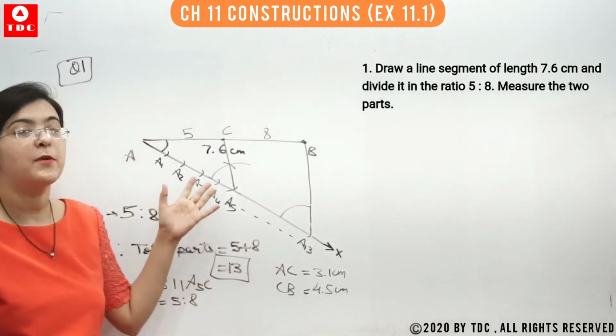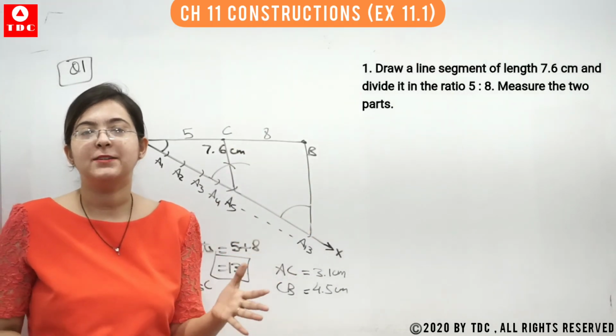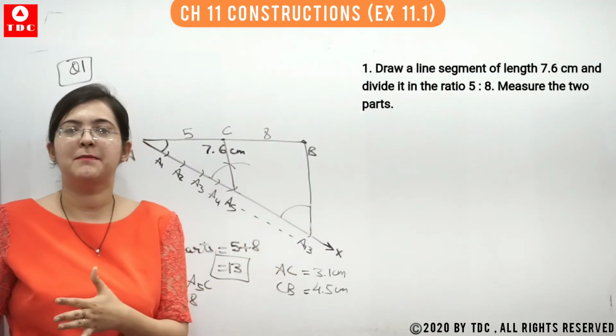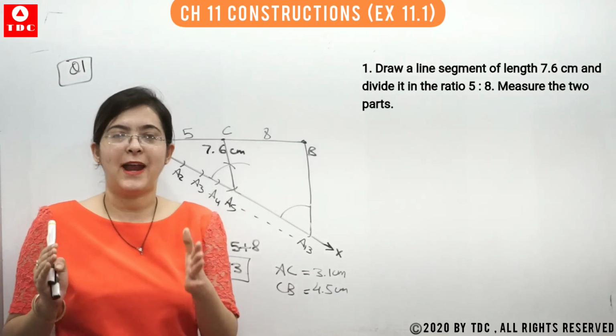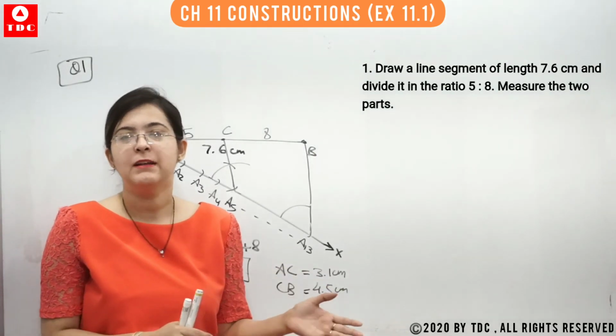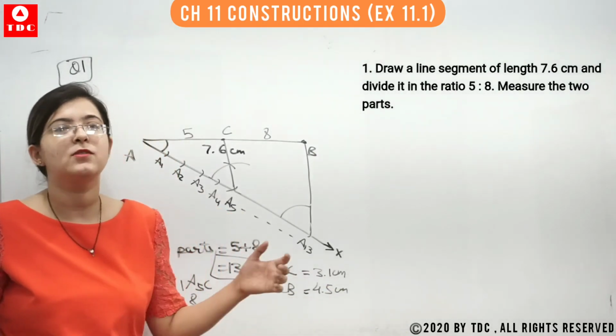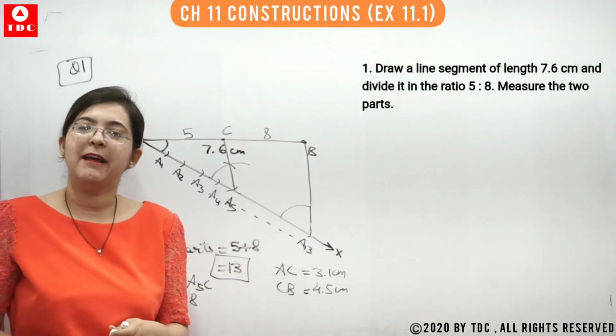Now students, from question 2 onwards, that topic has been deleted from your syllabus, that is, to draw a triangle similar to a given triangle. That topic is deleted. So this ends your exercise 11.1.